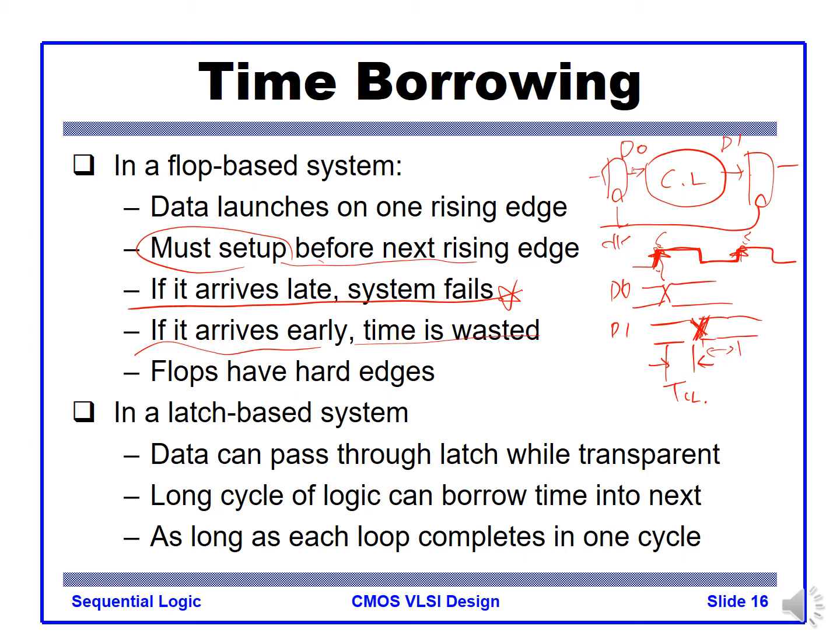But the latch system doesn't have hard edges. Data can pass through the latch while it is transparent. So the long cycle of the logic can borrow time into the next. This is the concept of time borrowing. But there's a restriction there. Each loop must complete one cycle.